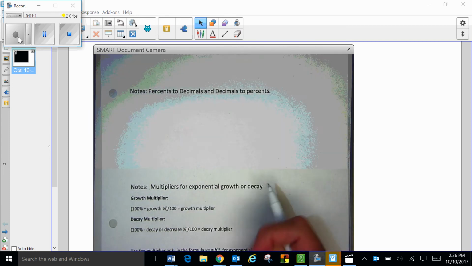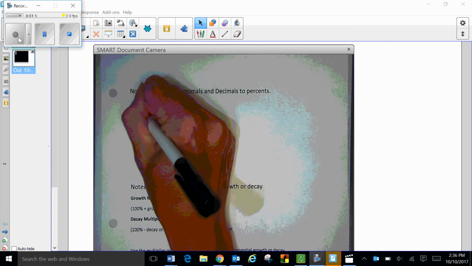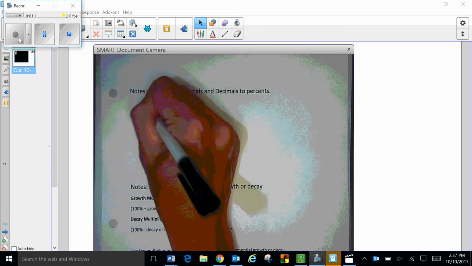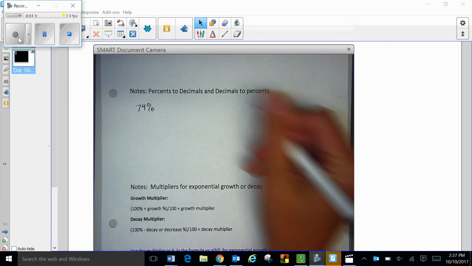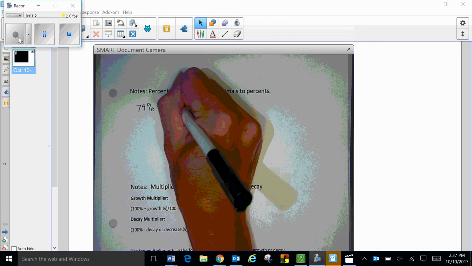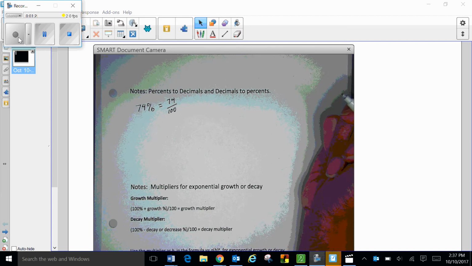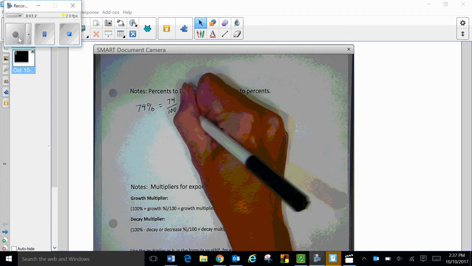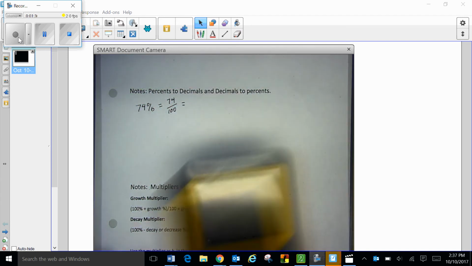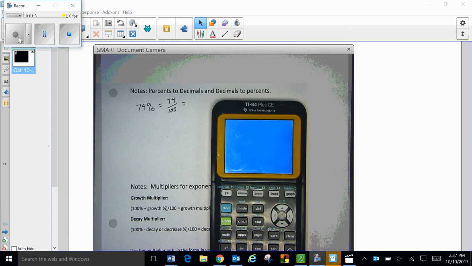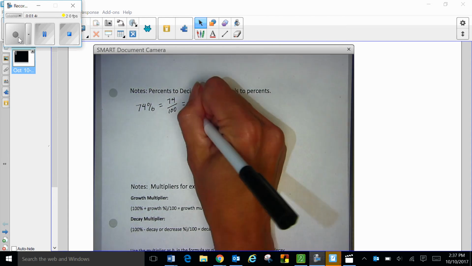When you have a percent, say 74%, the meaning of that is 74 divided by 100. Anything that says percent means divide by 100. And if we change that to a decimal, we simply use our calculator and type in 74 divided by 100, and it will give us the percent as a decimal, so 0.74.